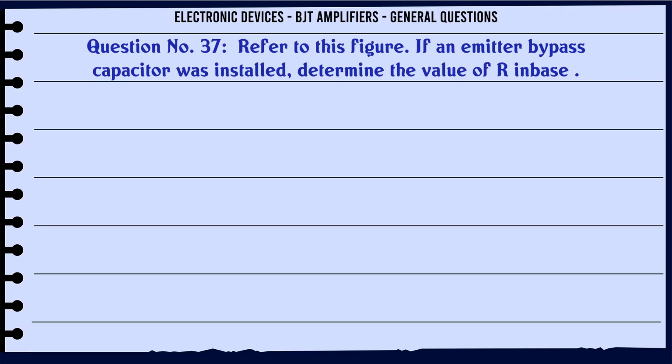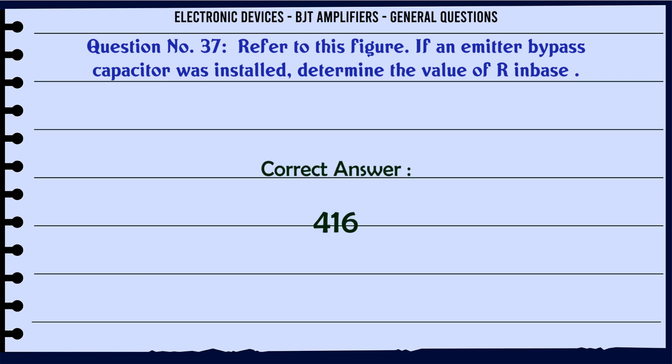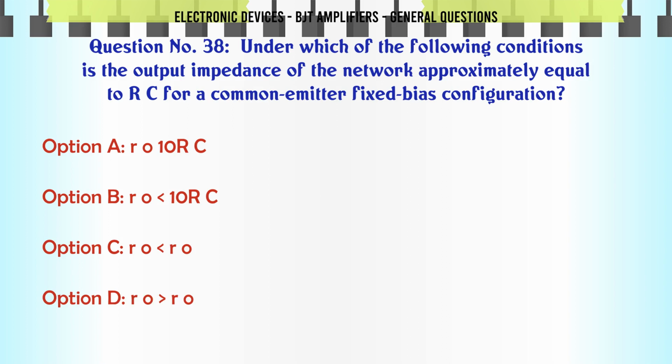Refer to this figure. If an emitter bypass capacitor was installed, determine the value of r_e in the base. A. 416. B. 5K. C. 50K. D. 500. The correct answer is 416.